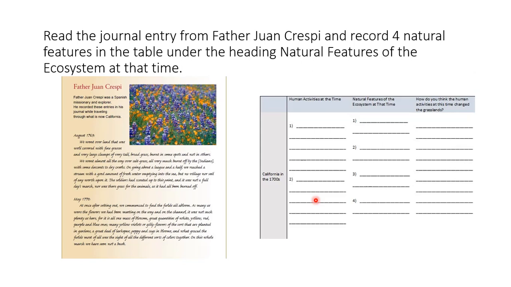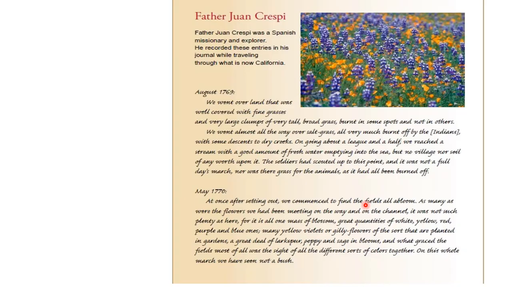Moving on, now we're moving into our second document, and you're going to record those answers here. Read the journal entry from Father Juan Crespi. Record 4 natural features, 1, 2, 3, 4, in the table underneath the heading Natural Features of the Ecosystem at the time. I will go ahead and read this, and then you can stop the video to record your 4 features, or you can be recording them as I read along.